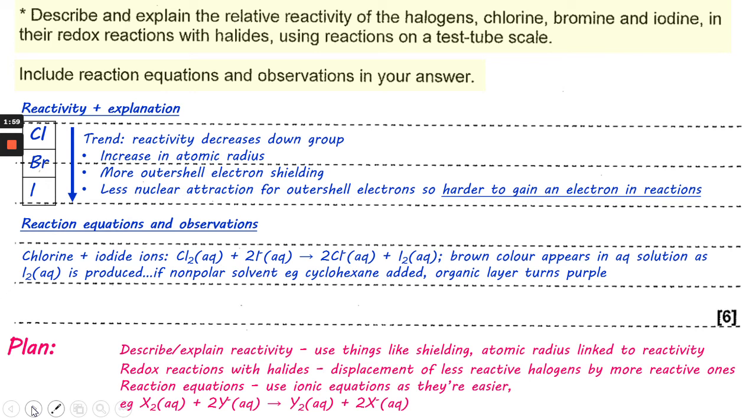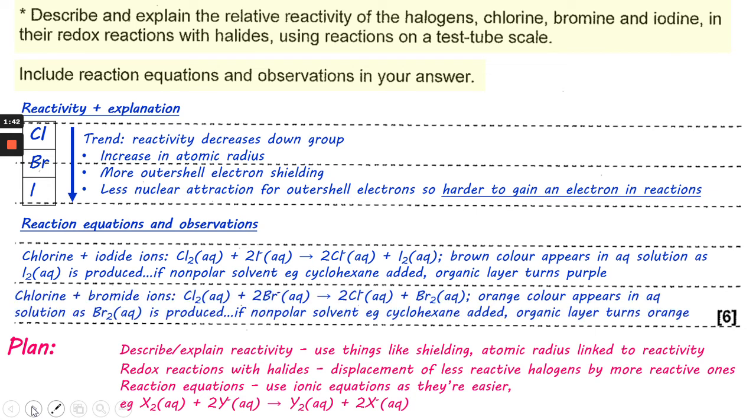So in terms of observation, if you don't add an organic layer such as cyclohexane, the brown colour will appear in aqueous solution as iodine is produced. If a non-polar solvent is added, the organic layer that will sit on top turns purple. So there's a choice of things you can put in there for your observations.